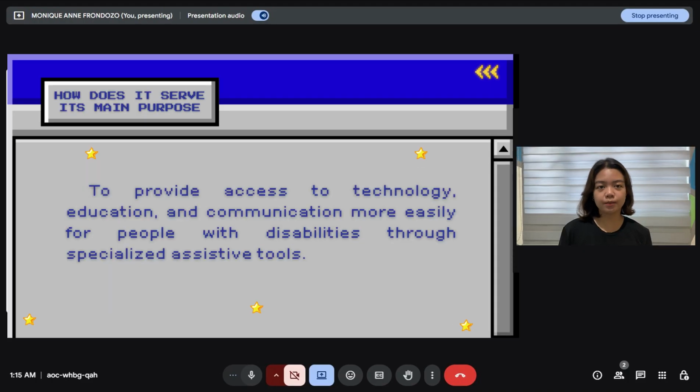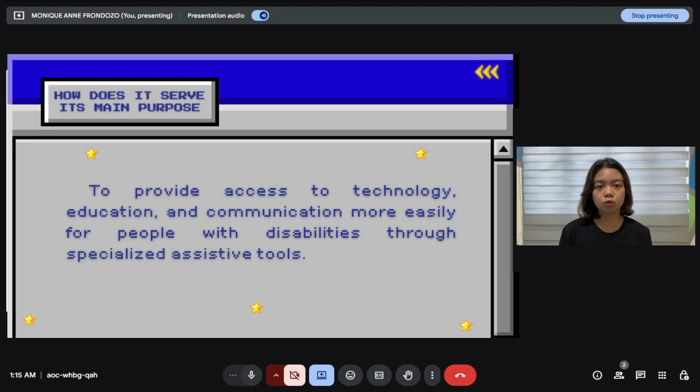So how does it serve its main purpose? It provides this by offering alternative input methods. Features like the Braille keyboard allow users with visual impairments to read and type. Switch devices like Sip and Puff make it easier for users with limited movement to control the computer. And sign language gloves help deaf or mute users to communicate digitally.